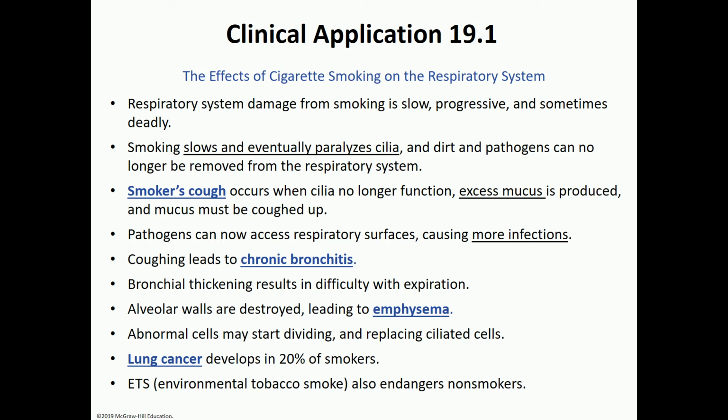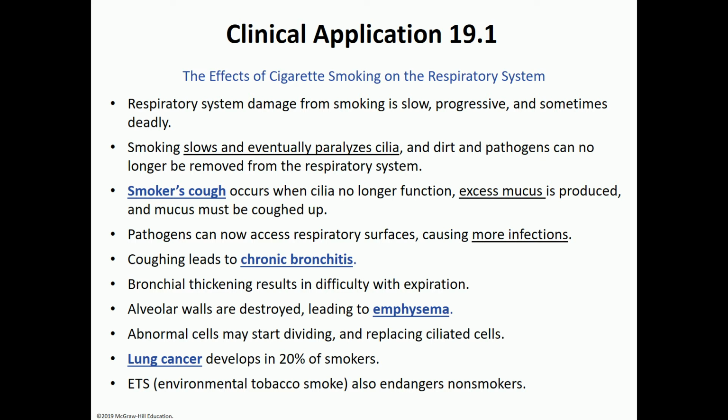So what is the effect of cigarette smoking here? We're talking about more of the traditional cigarette smoking. Although some research is showing that the newer ways or these newer trends of smoking are just as dangerous. Smoking is going to damage a lot of things in the respiratory system, starting off with the cilia.